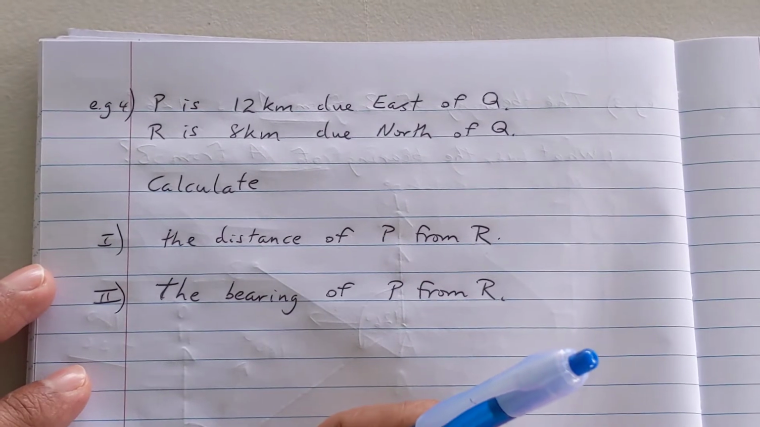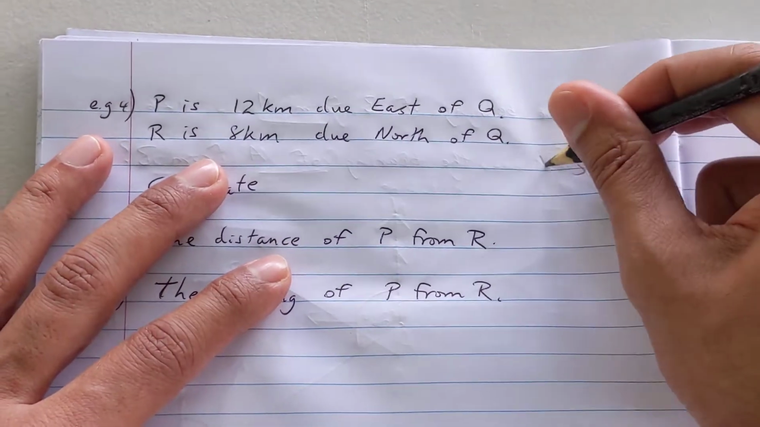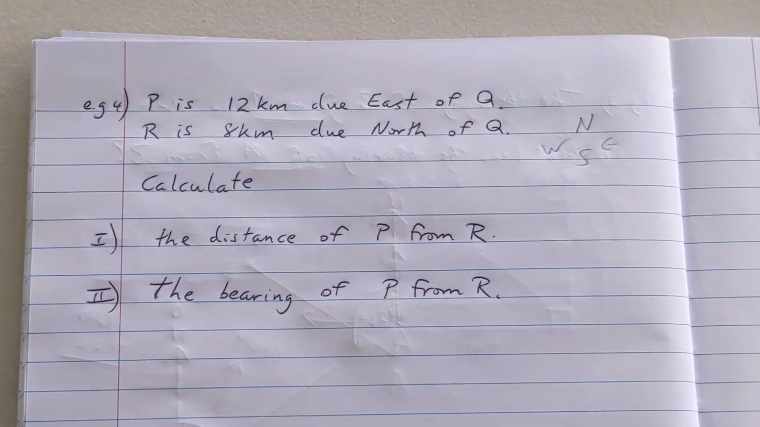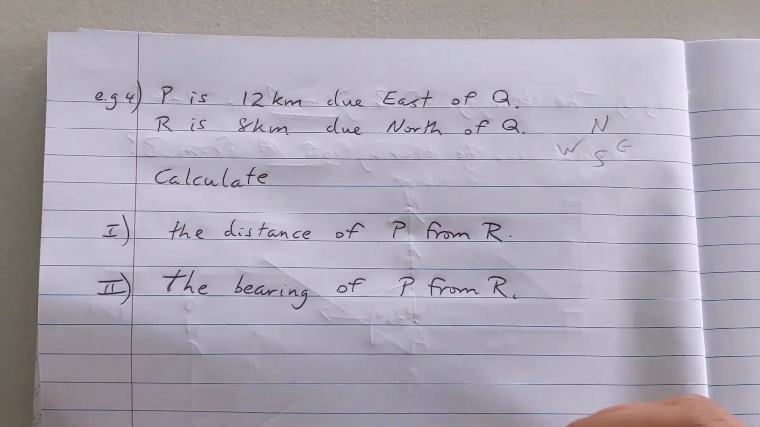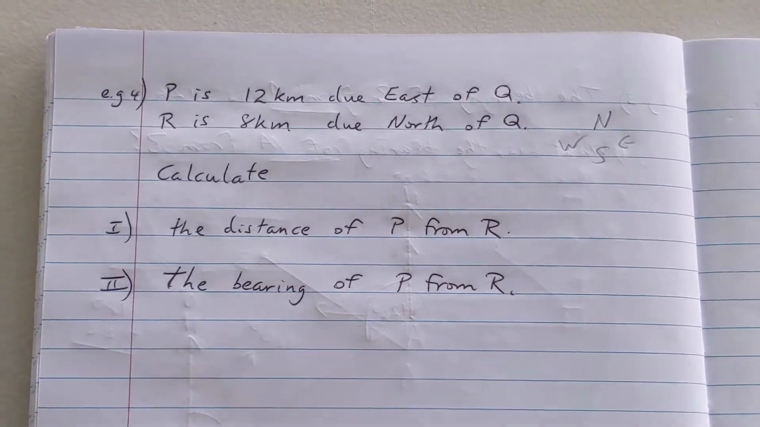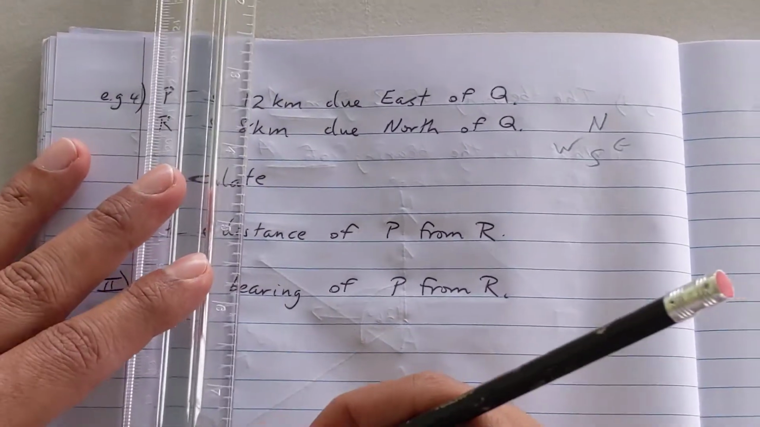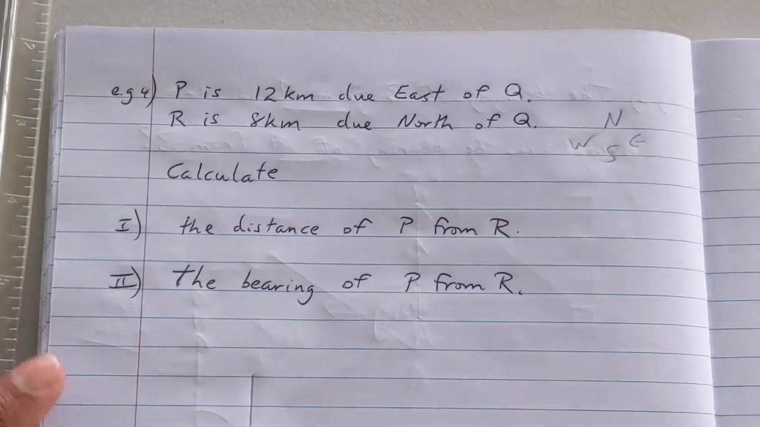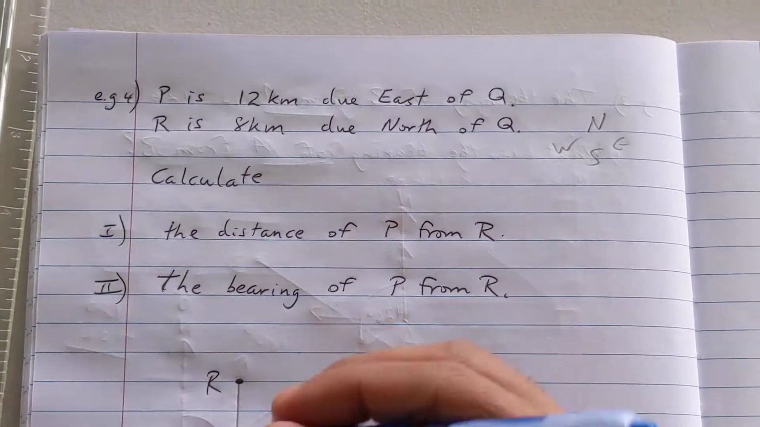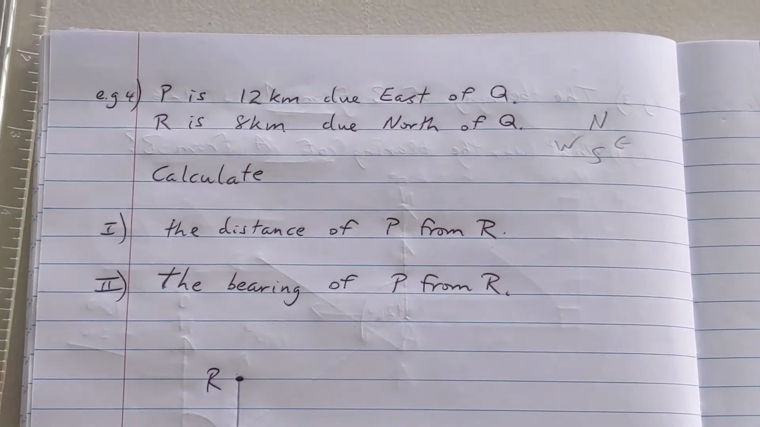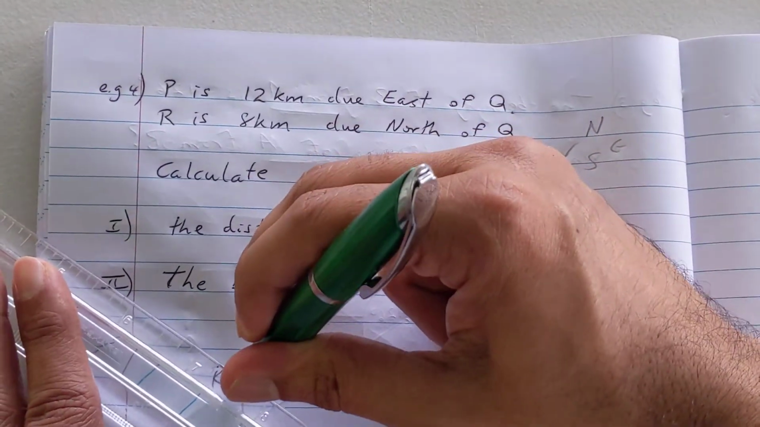So that means I have my point Q, because everything is happening around Q. And again, I'm going to remind myself of the compass directions: north, south, west, and east. So 12 kilometers to the east of Q, so that's this way. Again, it's just a sketch to help you with the diagram. So 12 kilometers to the east, I have my point P, and this distance here is 12 kilometers. And 8 kilometers due north, I have my point R. Because I went straight east and straight north, this is a 90-degree angle, which makes sense because I'm dealing with right angle triangles for now. Later on, in section 2, we won't have right angle triangles.